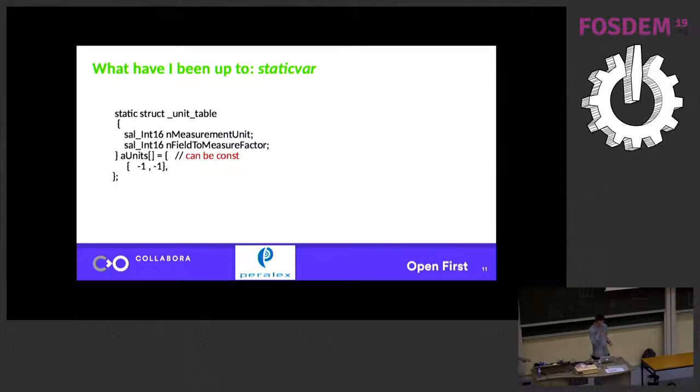Static var looks for things that can be declared constant static, i.e. they can be, in which case they're stored in the read-only part of the segment when the code is compiled, and they can be usefully shared between different processes.